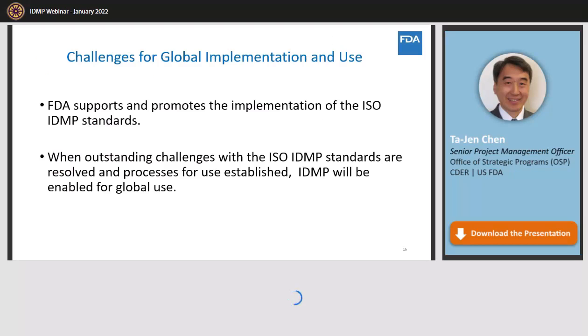FDA supports and promotes the implementation of ISO IDMP standard and has been working with other regulators and standard bodies to implement IDMP at global level. When the outstanding challenges with ISO IDMP standard are resolved and the process to generate and maintain global substance ID and global PHPID is established, IDMP will be enabled for global use.